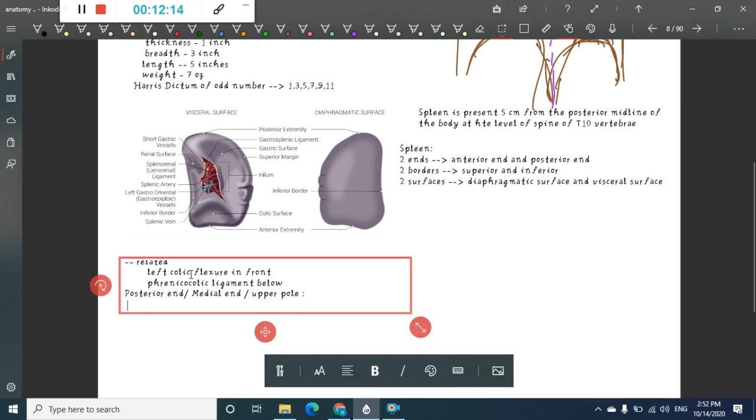This upper pole, if you see, is blunt and rounded and is directed upwards, backwards and medially towards the vertebral column. It is related to the upper pole of the left kidney. So this is what you see in the posterior end, and likewise in the anterior end.